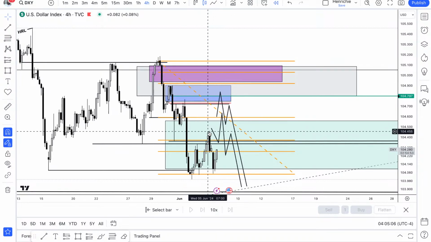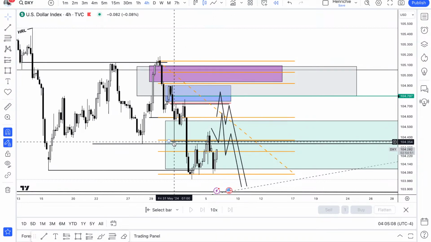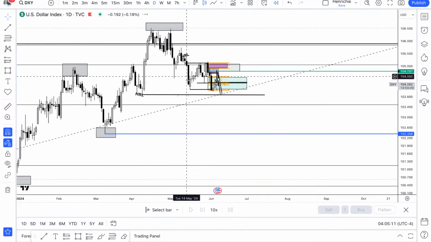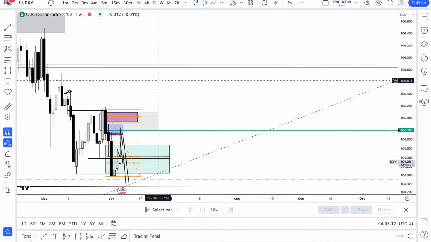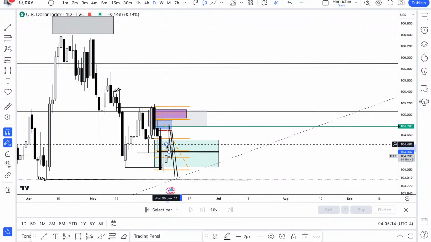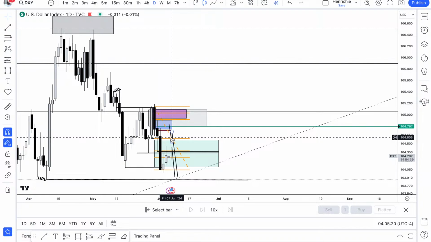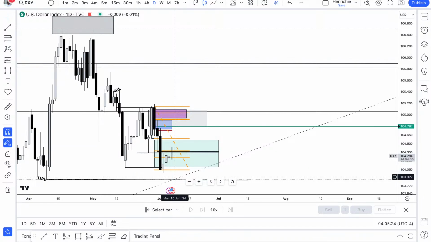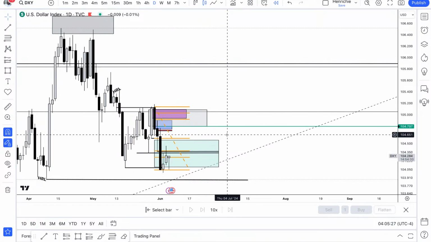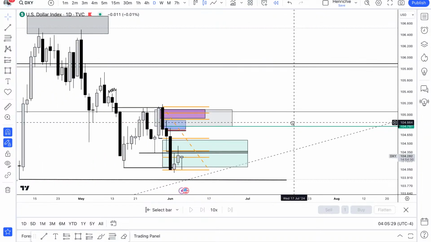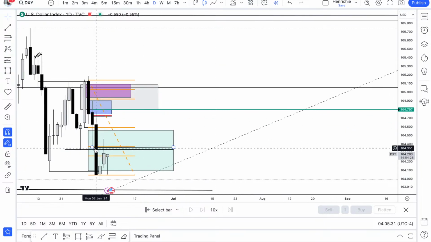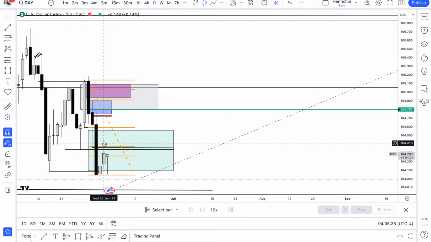And so far, you can see how price came up to this position. There was a daily inefficiency resting right there, which I outlined previously. So I'm going to remove all this from my chart so you can see what I'm talking about. So right here, you can see very clearly there was a daily inefficiency resting right here. And you can see how nicely price mitigated that daily inefficiency.